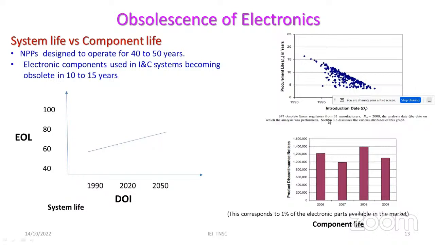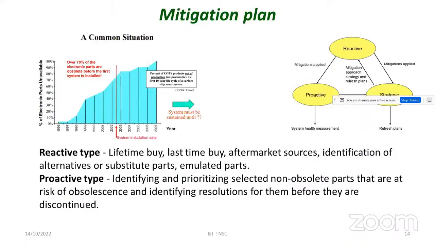So if you see this introductory data and purchase time, in the initial days these components were available for purchase for a longer time. But nowadays it is not available for long. Maximum 5 years, the components will be available, then it will become obsolete. How to mitigate this problem? This is the common situation.